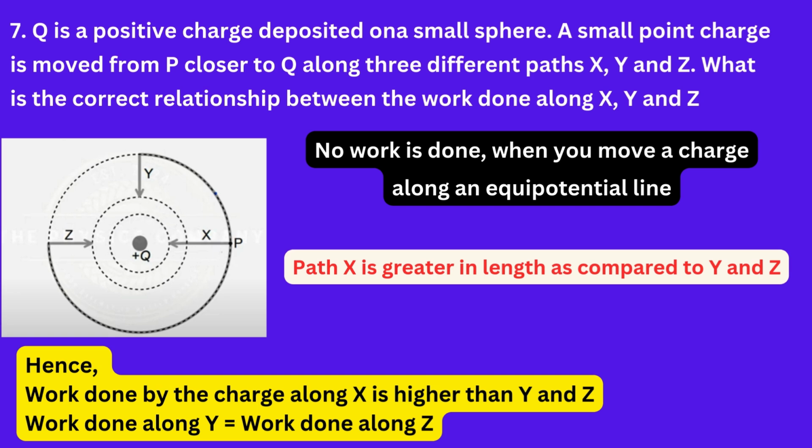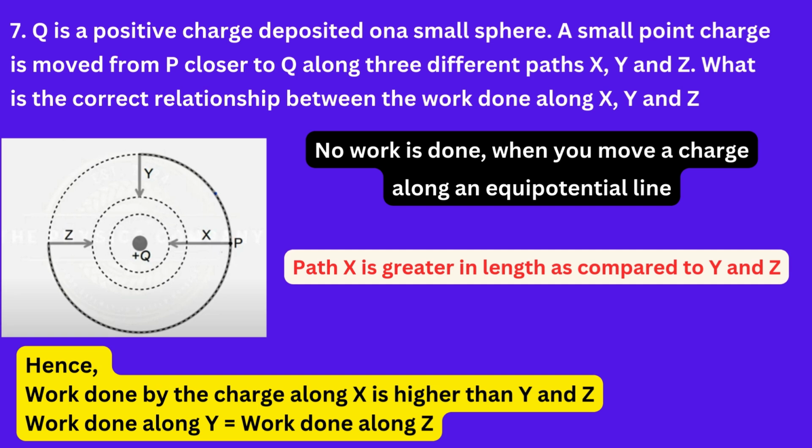Perfect. This concept is really about understanding that equipotential lines are like shortcuts in an electric field. You can avoid doing extra work by choosing a path that stays as close as possible to those equipotential lines. It's a powerful idea that can really help you simplify complex problems and get to the heart of the physics. Yeah, it's like finding the path of least resistance, but in an electric field. Exactly. Speaking of paths, let's get to our last concept for today.